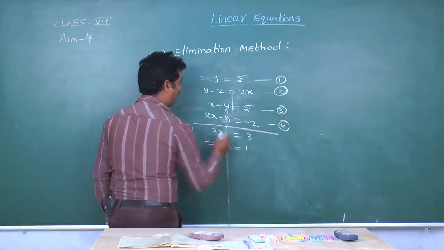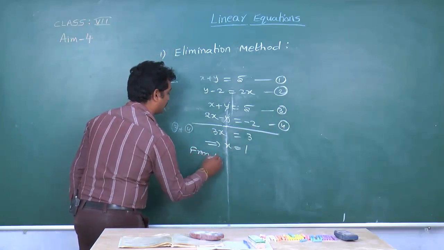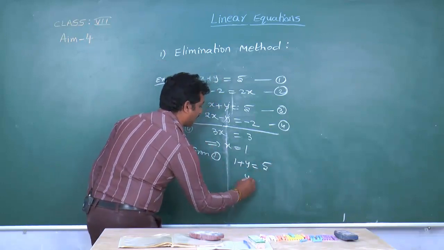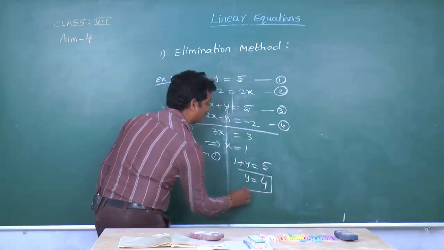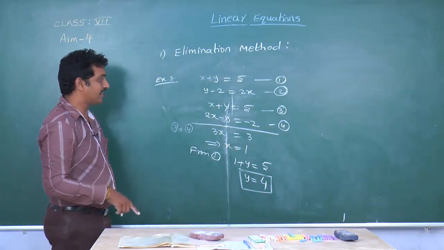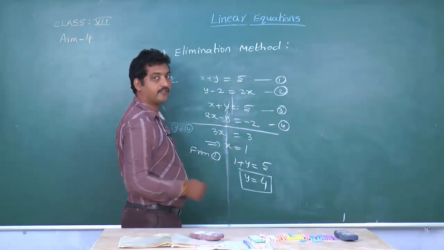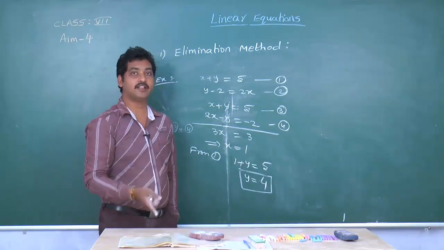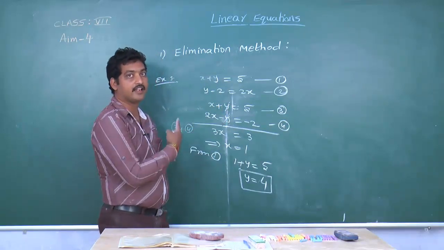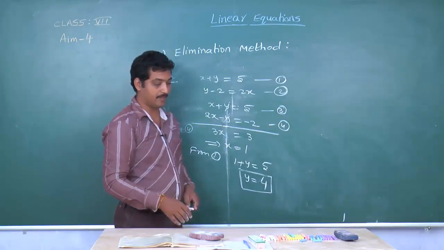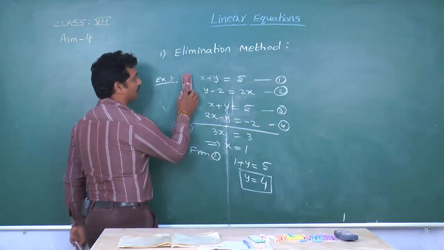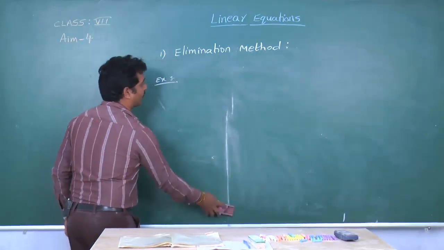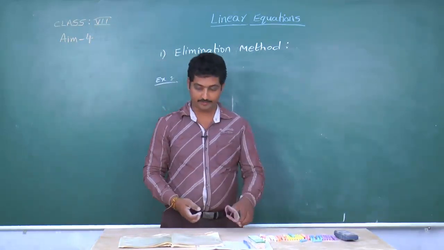Again from 1, plus y is equal to 5, y is equal to 4. Why is it called the elimination method? Because from the two equations one of the variables is eliminated, that's why it is called the elimination method. And one more example I am going to take, which has different coefficients. Let us see that problem also in the same method, the elimination method.